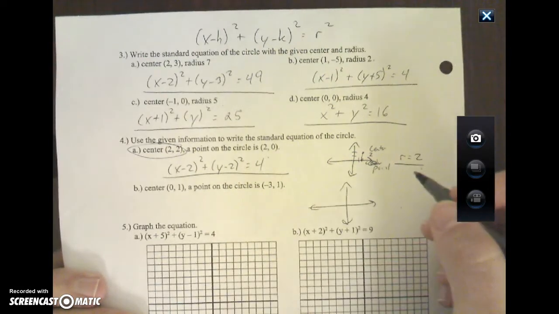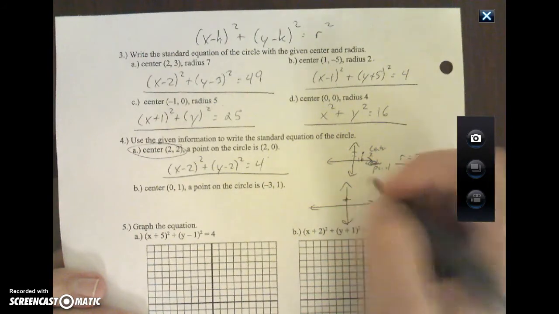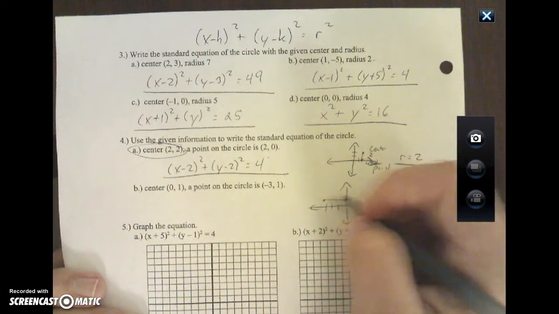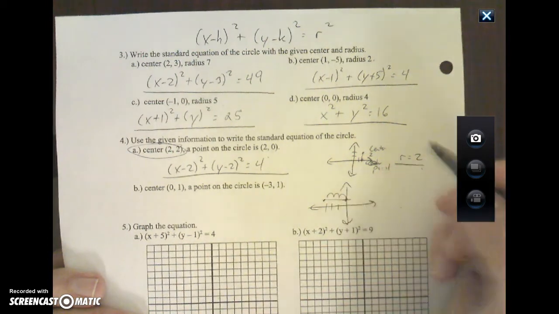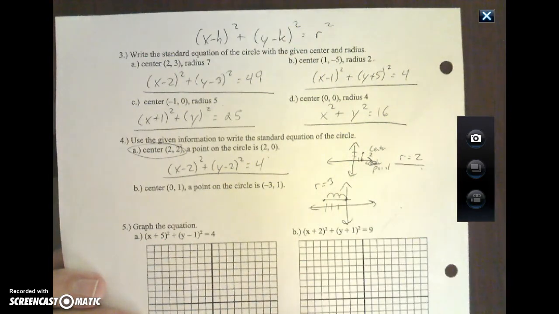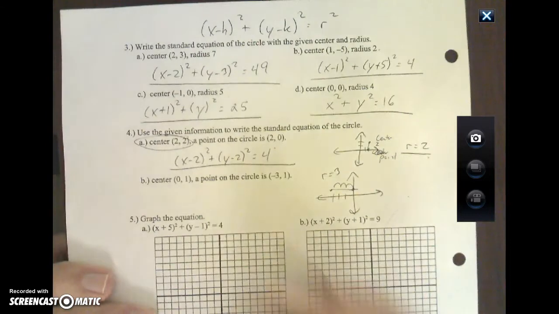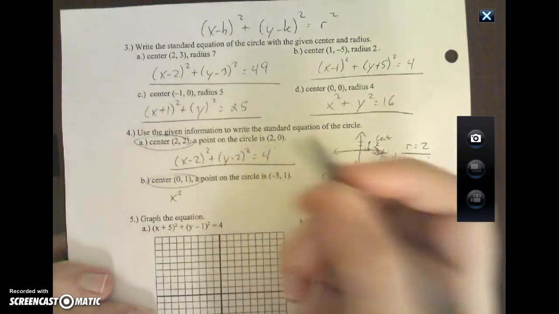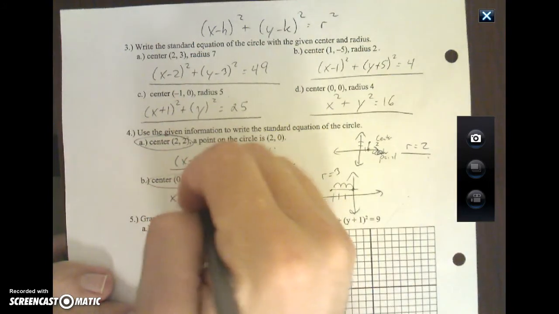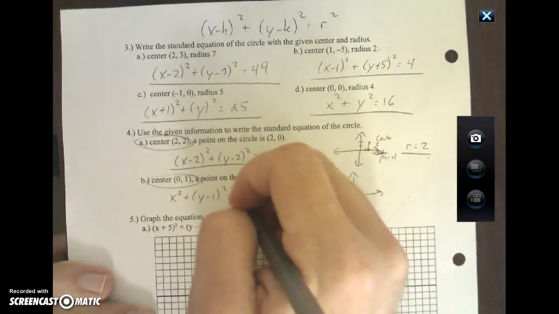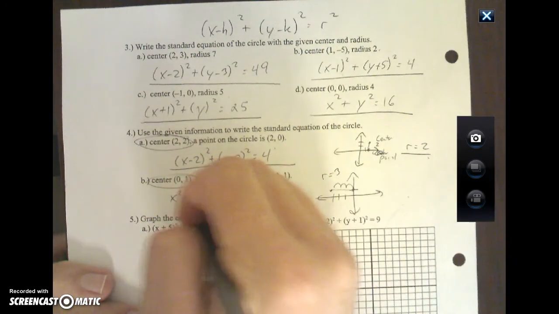Same idea for part B. Center is 0, 1, -3, 1, back 3, up 1. What's this distance from here to here? 1, 2, 3. So my radius is 3. Yes, I know I counted back, but again, keep in mind that we don't want a negative for our radius. We always want things positive. So here's my center. I no longer need this. X squared, because it's x minus 0, plus y minus 1 squared equals 3 squared. Which, I can clean that up.